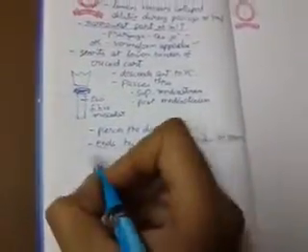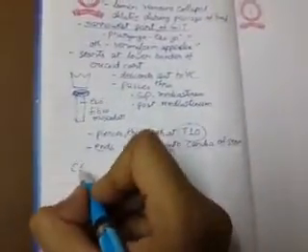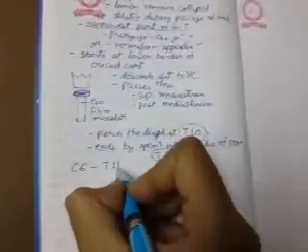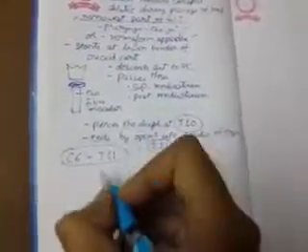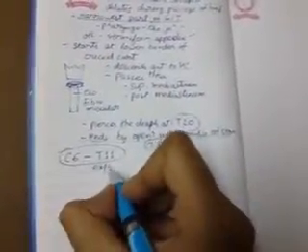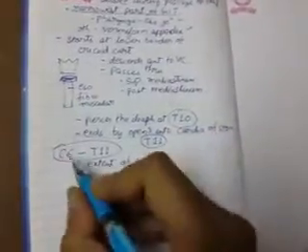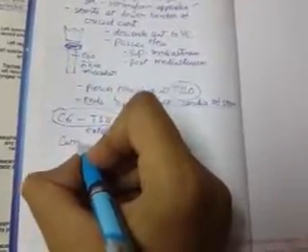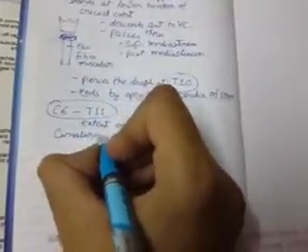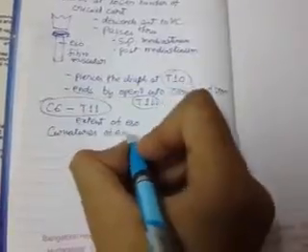So what is the extent of the esophagus? From C6 to T11. C6 to T11 is the extent of the esophagus. Now we are going to look at the curvatures of the esophagus.